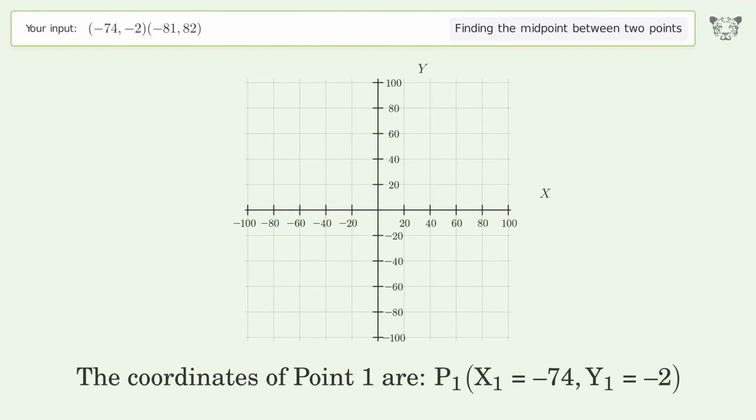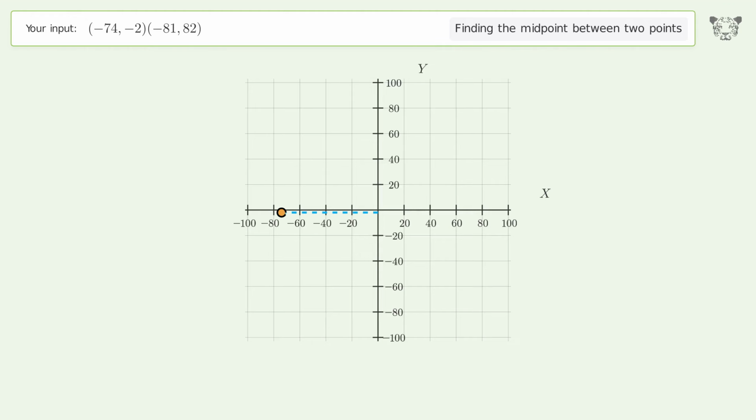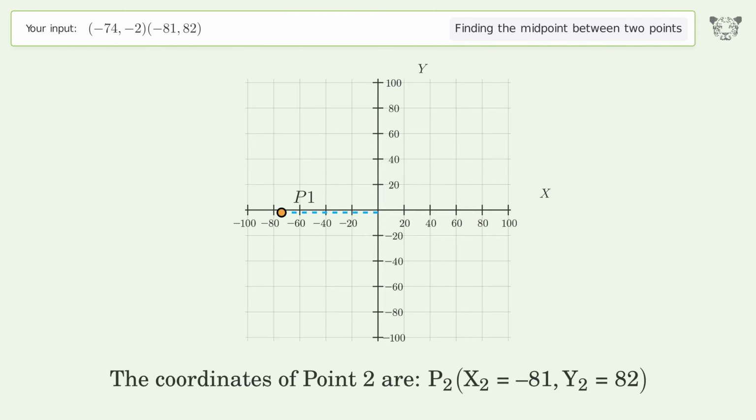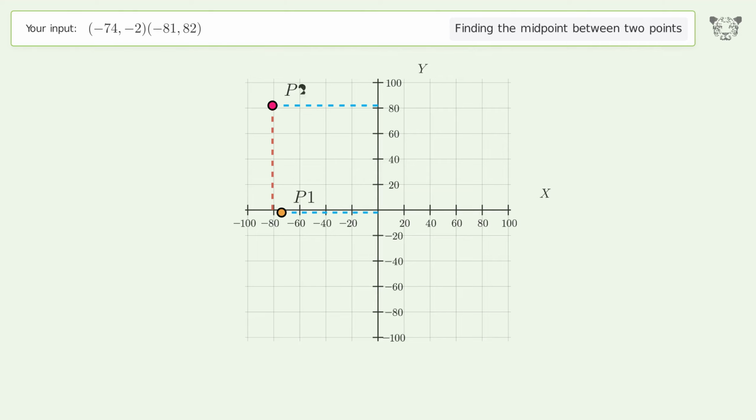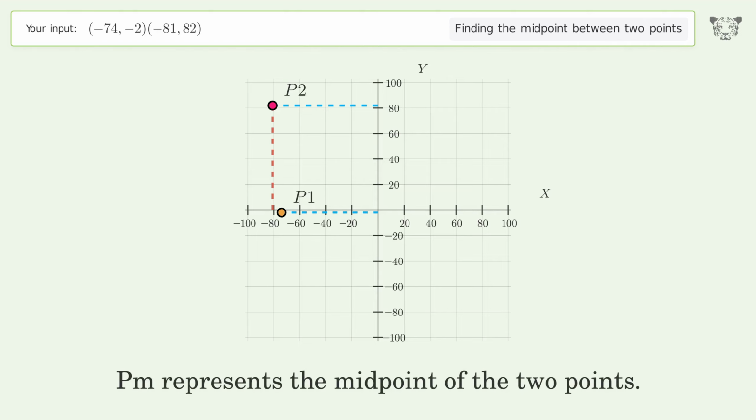The coordinates of point 1 are, x1 equals negative 74, y1 equals negative 2. The coordinates of point 2 are, x2 equals negative 81, y2 equals 82. PM represents the midpoint of the 2 points.